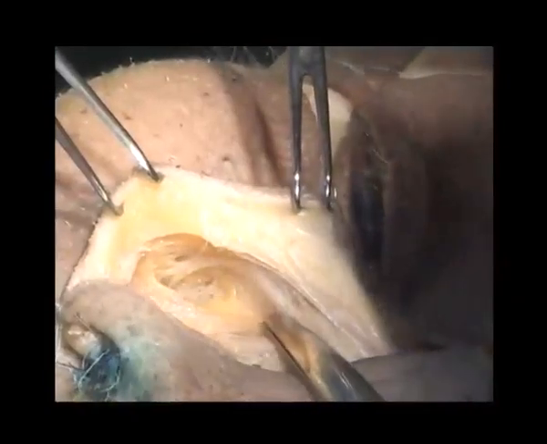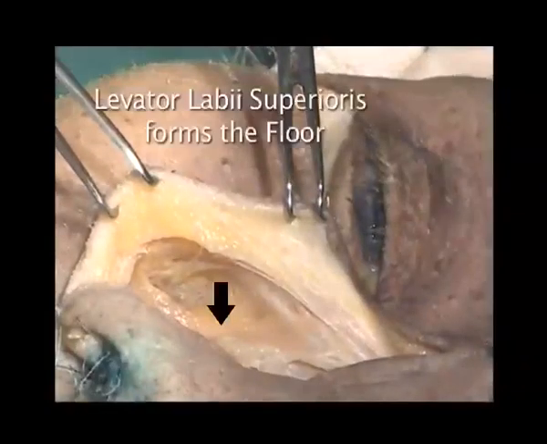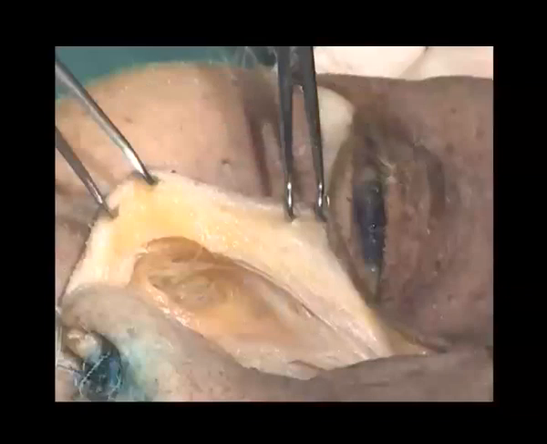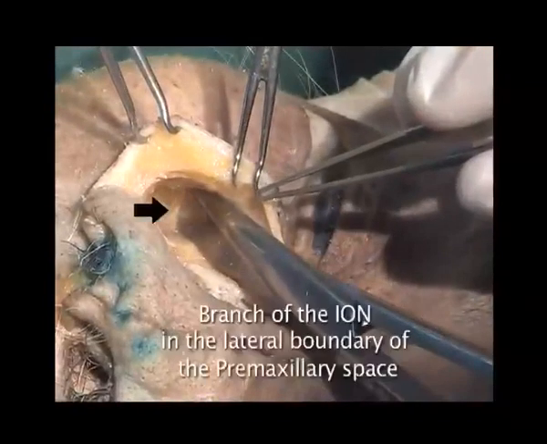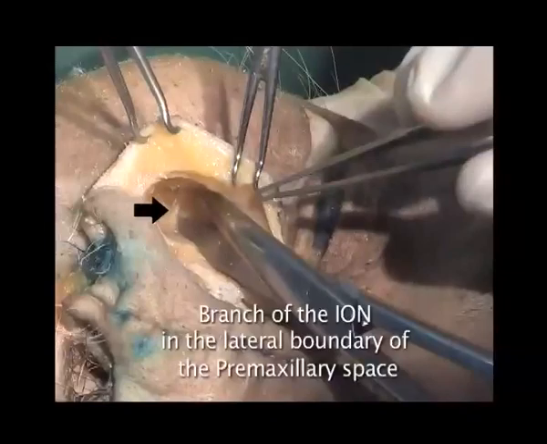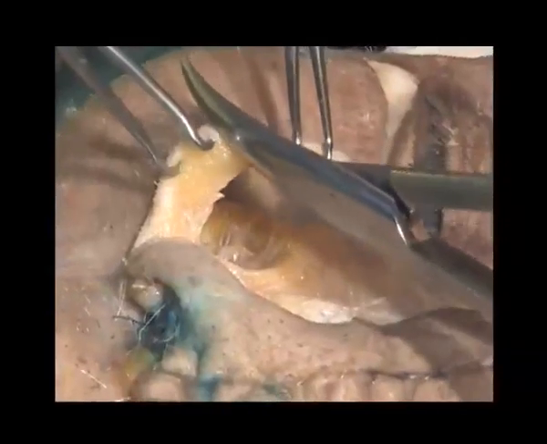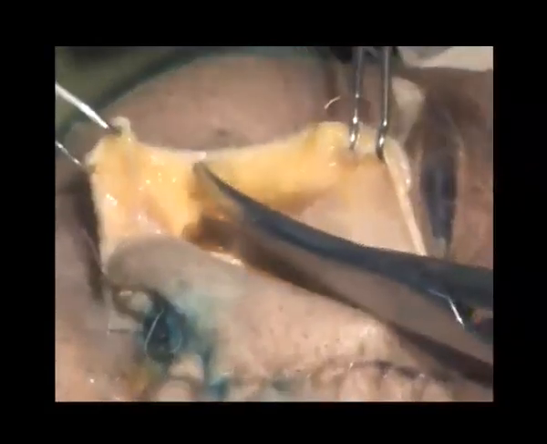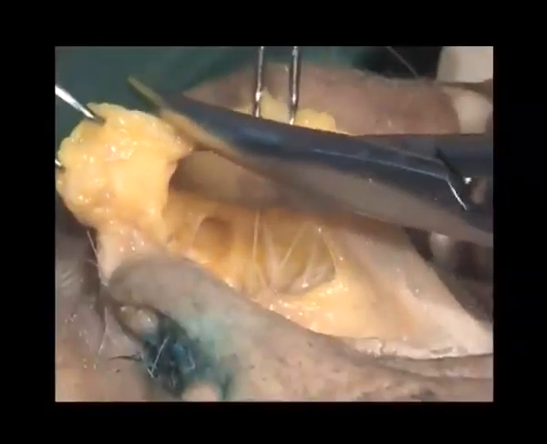The levator labii superioris is seen in the floor of the premaxillary space. The origin of the orbicularis oculi in the tear trough ligament forms its superior boundary. A large branch of the infraorbital nerve is consistently seen in the lateral boundary of the premaxillary space. To give better visualization of the lateral boundary, the roof of the premaxillary space is then cut.